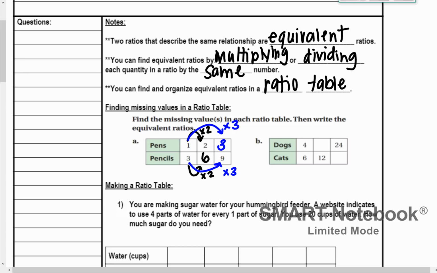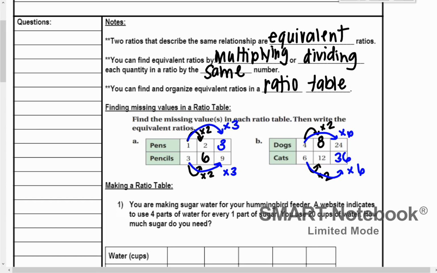All right, so here we have 4 dogs for every 6 cats. So to go from 6 cats to 12 cats, we have to multiply it by 2. We do the same on the top to get 8 dogs for 12 cats. Okay, now we do the same thing, except we're given the 24, so we have to use the number of dogs. And 4 times 6 is 24, so we have to do 6 times 6 to get 36.